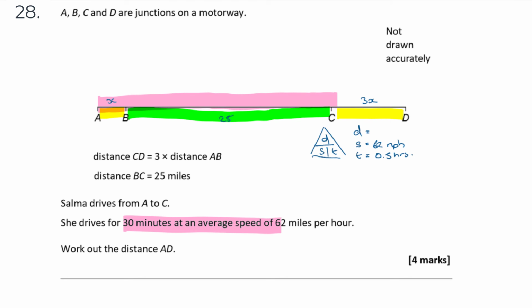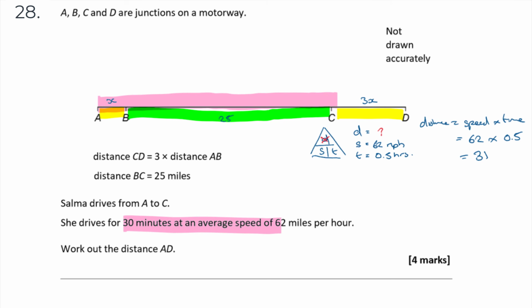Okay, so time is 0.5 hours and speed is 62. So from that, we should be able to work out D, the distance. We're going to cover up the thing that we don't know, the D, and that tells us that the distance is equal to the speed times the time. So distance equals speed times time, which in this case is 62 miles per hour times 0.5. So basically we're going to halve 62, aren't we? And that is going to give us 31.